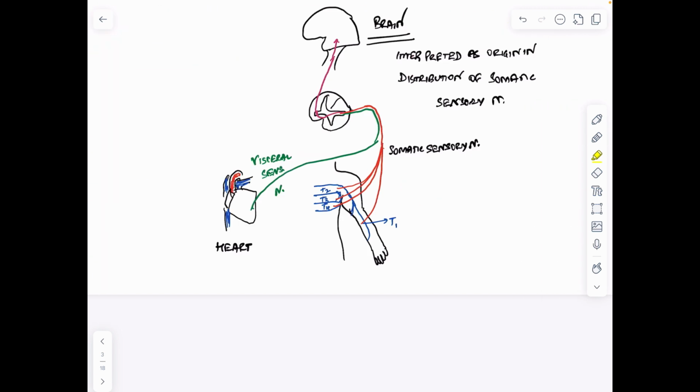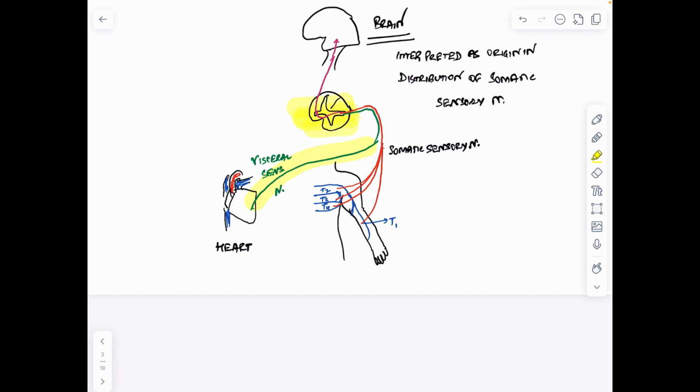Now, all of you know that referred pain occurs when a visceral pain is misinterpreted as a somatic pain due to shared spinal cord levels. You know, the heart receives its sensory innervation from the autonomic nervous system, especially the sympathetic afferents that enter the spinal cord at the level of T1 to T4.